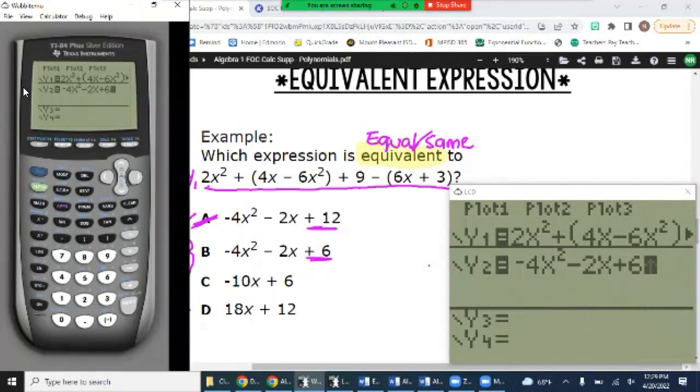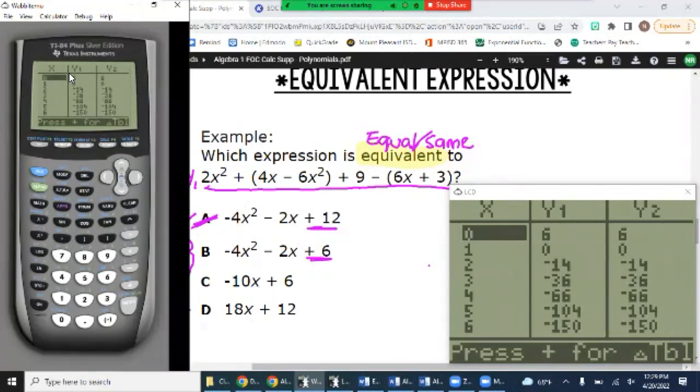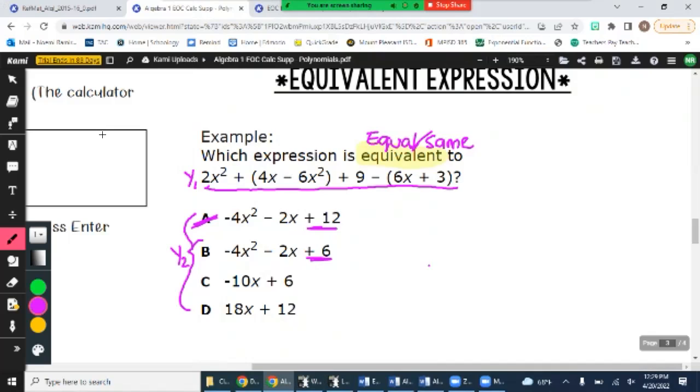They should. They do. A, that's the one we did first, and next to it, B. Oh, B does match. 6, 6, 0, 0, negative 14, negative 14, negative 36, negative 36, negative 66, negative 66. If one column is positive and the other one's negative, that is not a match, but these do match exactly the same. So your answer is B.